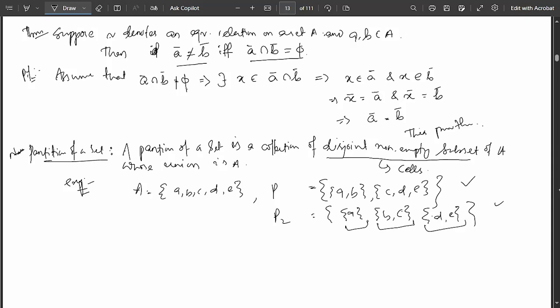Okay. So this is all about equivalence relation, equivalence classes, quotient set and partition, and we have also done two important theorems.